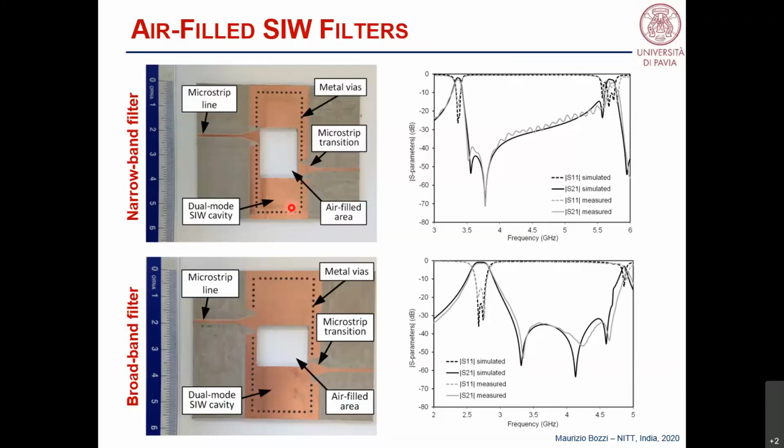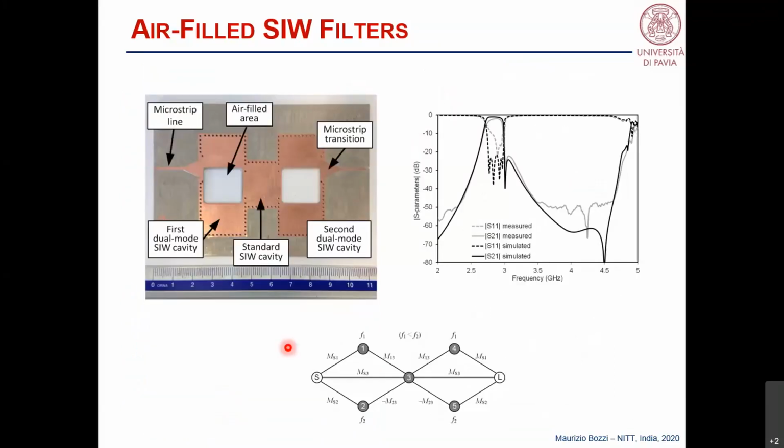This can be physically explained if you consider this as a resonator, this is another resonator, and this as a waveguide below cutoff that couples the two resonators. If the waveguide below cutoff is longer, you decouple the two resonators and you have a narrow band. If the waveguide below cutoff is short, you couple the two resonators more and the bandwidth is larger.